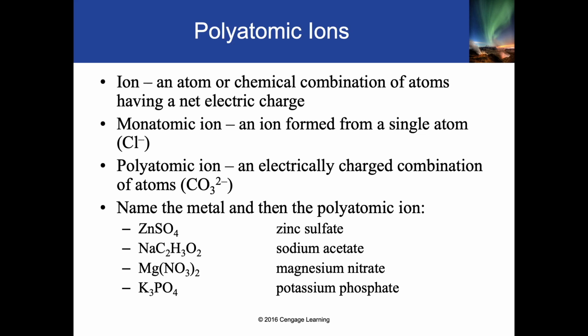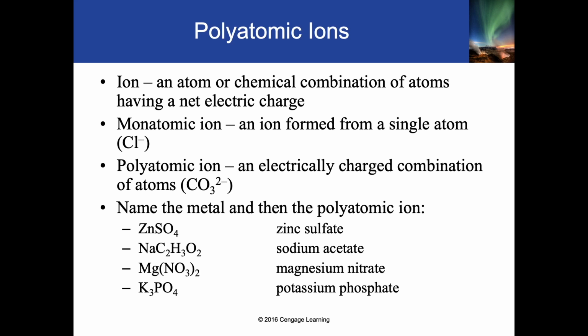The polyatomic ions are ones where multiple atoms are put together, and overall they have a charge. So here we have zinc sulfate. If you separate those two out, zinc's charge is +2 and sulfate's charge is -2. Here is sodium acetate. Acetate has a charge of -1, and the sodium has a charge of +1, just like it does with the chloride.